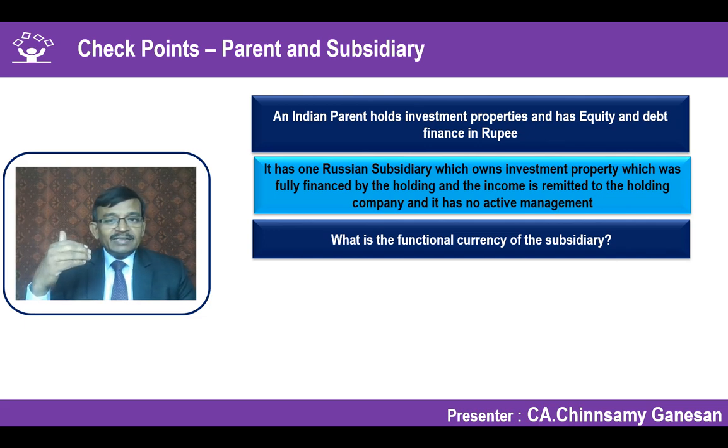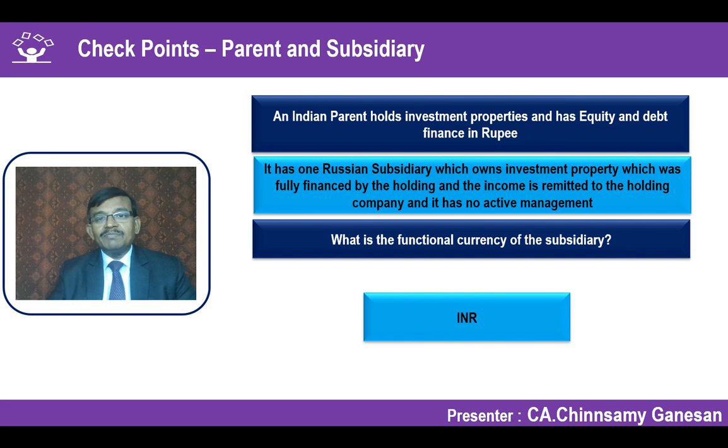In that case, the major economic environment in which it will operate will be considered as Russia, and to that extent, Russian currency will be considered as the functional currency. But in the facts of this case, we are seeing that the Russian subsidiary does not have an active management. It simply takes the amount from the parent company, and to that extent, it is only operating as a pass-through entity. And to that extent, INR will be the functional currency even for the Russian subsidiary.